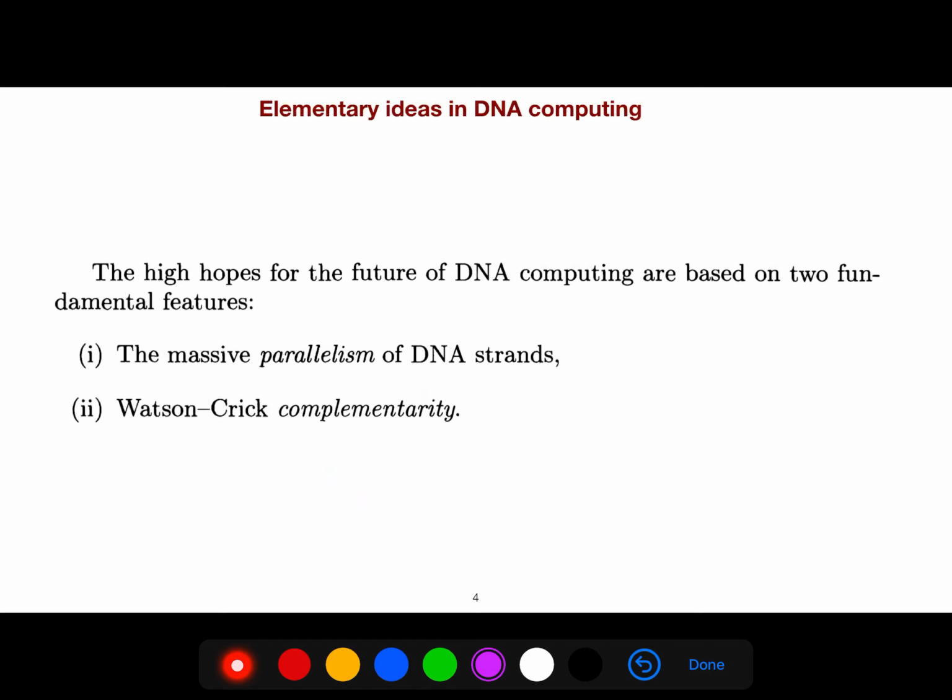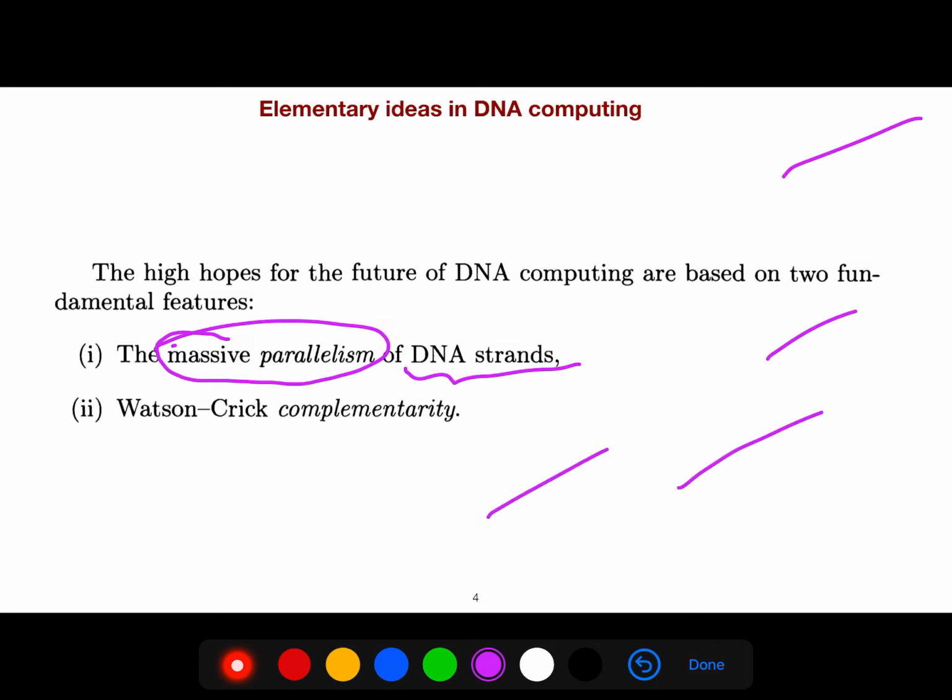And these DNA strands allow a natural parallelism. You can do massive parallel computing because you can do many things. If we have a copy of DNA, we can create lots of copies of DNA, I will show you how. So it's like having multiple computers or multiple processors working in parallel.